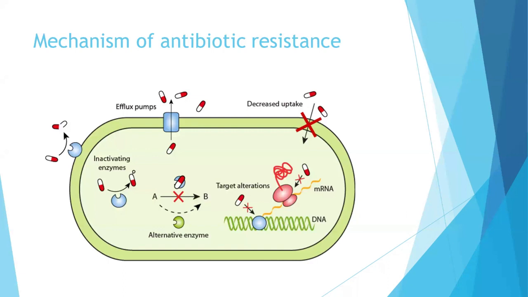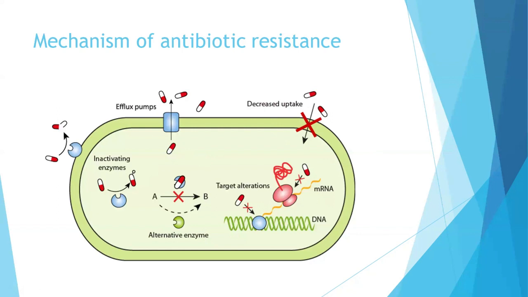Now, we have talked about antibiotic resistance in our other videos, in other modules, but this is just a summary of that. For the different mechanisms of antibiotic resistance, we can see that the microorganisms can outwit the antibiotic via efflux pumps, that is, even if the drug gets in, the microorganism will just throw out the drug via these efflux pumps. Or it can mutate so that there is decreased uptake of the drug, or it can alter the target or the binding site of the drug, or it can have an alternative enzyme.